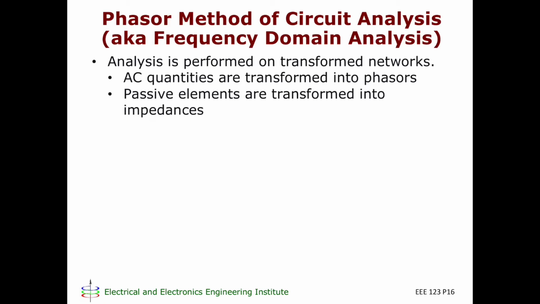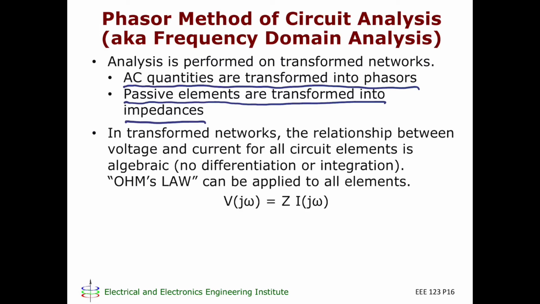First, you convert all AC quantities in that network into their corresponding phasors. Second, you replace all passive elements in that network with their corresponding impedances. In transformed networks, the relationship between voltage and current for all circuit elements is algebraic. If you look at the relationship between voltage and current for the resistor, the inductor, or the capacitor, nowhere will you find any integration or differentiation.